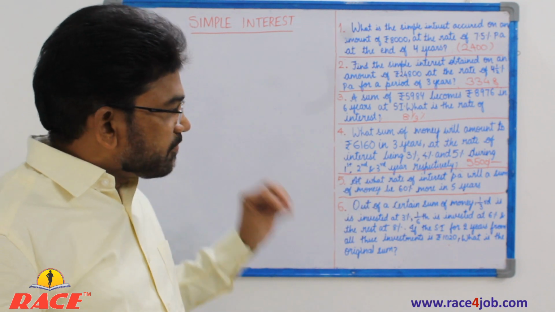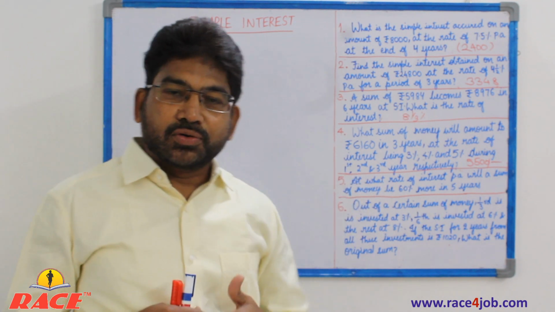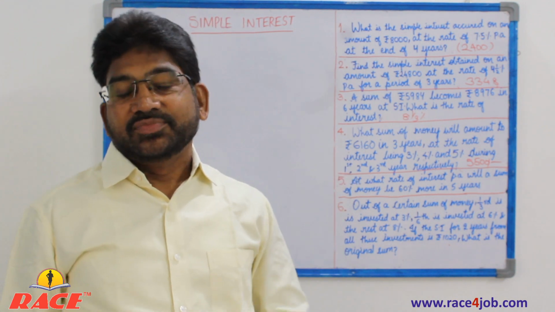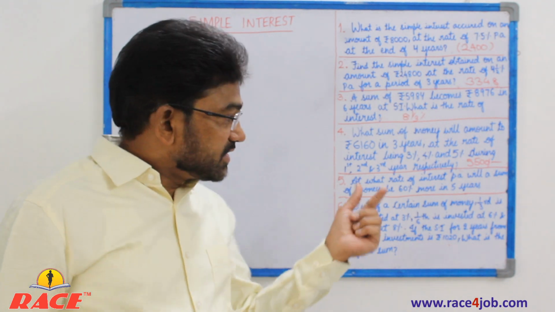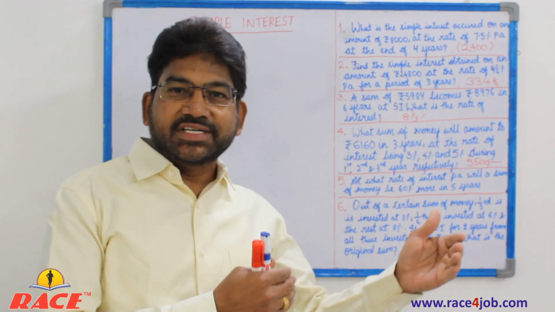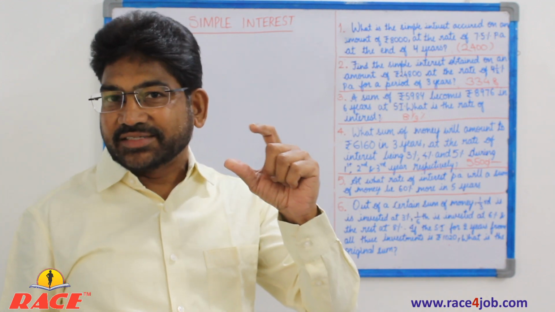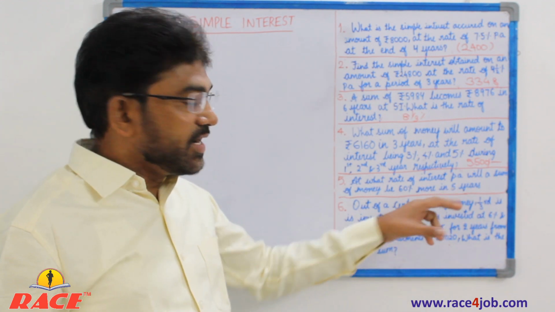See, a sum of money will be 60% more in 5 years. The sum is becoming more, and that more is nothing but interest. How much extra interest? 60%. 100% is anyway the principal, and the 60% more we are getting is the interest.